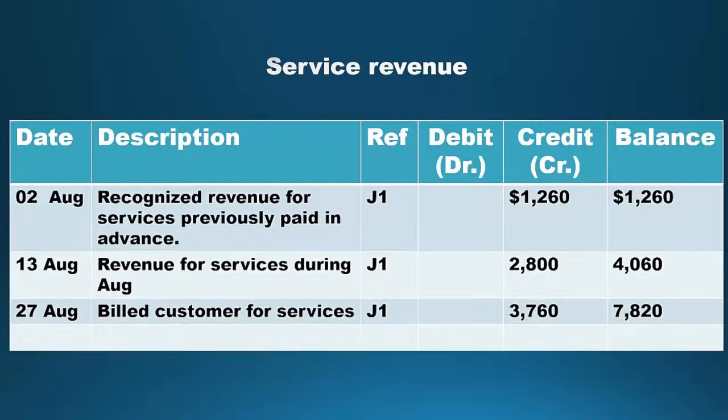Service revenue ledger. 1. Date, write the date, August 27. 2. Narrative, add the narrative, recorded revenue for services performed during August. 3. Reference, include the journal reference, J1. 4. Amount, enter $3,760 in the credit column.